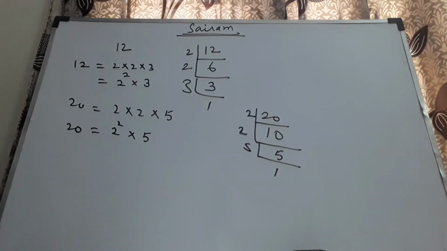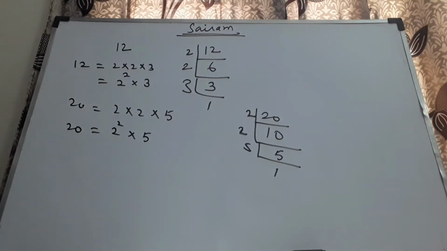Think about 3. 3 has only factors 1 and 3 itself. 3 is a prime number. Think of 5. 5 has only factors 1 and 5. Therefore, 5 is a prime number. Think of 7. 7 has factors 1 and 7. Therefore, 7 is a prime number. But think about 6. 6 has factors 1, 2, 3, 6. There are 4 factors for 6. Therefore, 6 is a composite number. 6 is not a prime number.